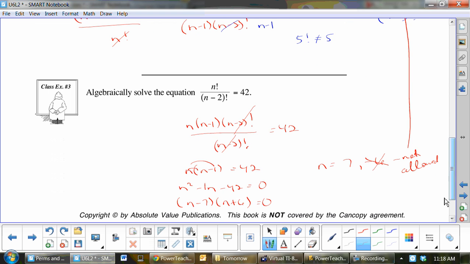Because it could be as simple as A, n equals -6, B, n equals 7, C, n equals 7 and -6, and you pick it. Okay? Next one.